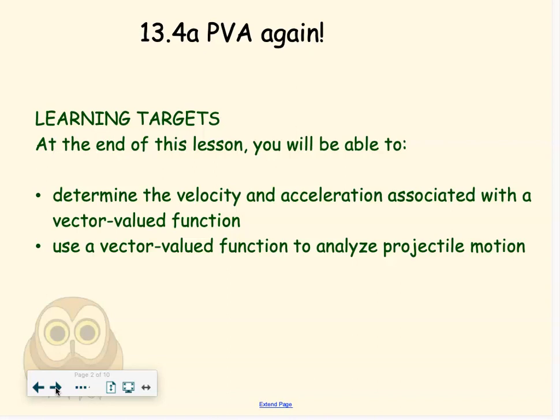All right. So we're doing some PVA today. Some in 3 dimensions, some in 2 dimensions. Some of it is going to feel a lot like physics. So we're going to take a formula that you probably learned in physics, and we're going to do a little bit of calculus with it. Today we're going to revisit velocity and acceleration with vector valued functions, and then we're also going to talk a bit about projectile motion.